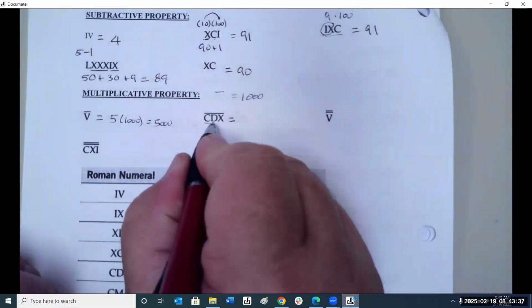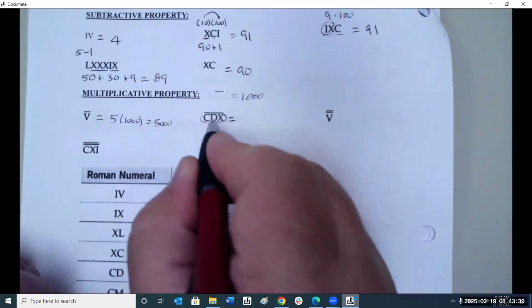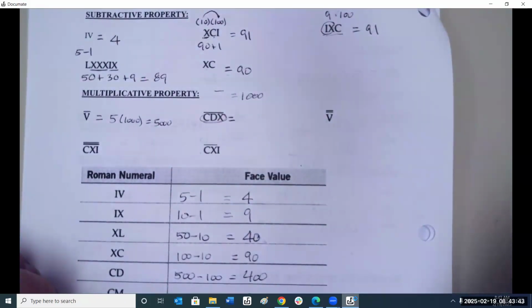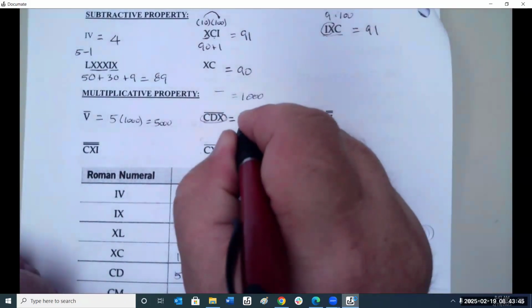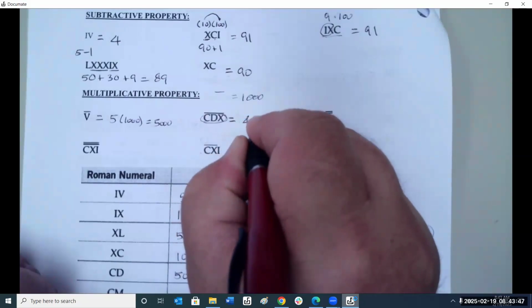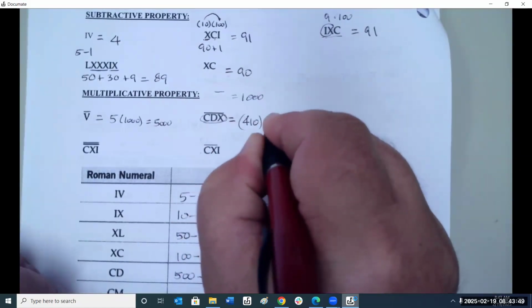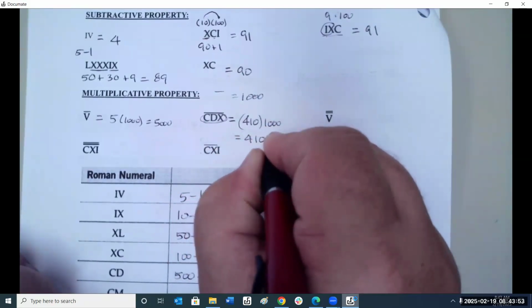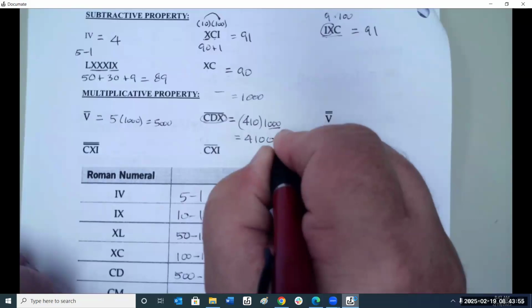You first have to find this number and then multiply that by 1,000. What is CDX? 410 times 1,000, which is 410 with 3 more zeros behind it.